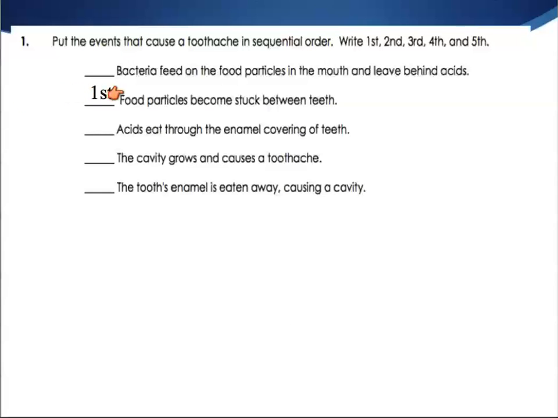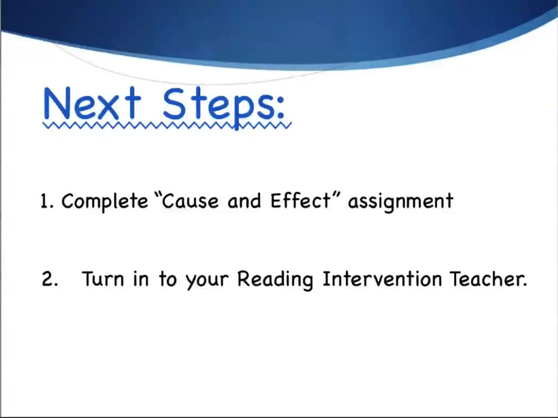And this is the cause for the next thing. So this is kind of a series of cause and effect. So I want you to list these in order, first, second, third, fourth, and fifth. Okay, and you're going to do that on your own. So your next steps are, I would like you to complete your cause and effect assignment. You'll go ahead and finish numbering those events in the order that they happen. And then you'll answer the remaining question on the page. And then you'll go ahead and turn in your assignment to your reading intervention teacher so you receive credit for this assignment. Thank you so much.